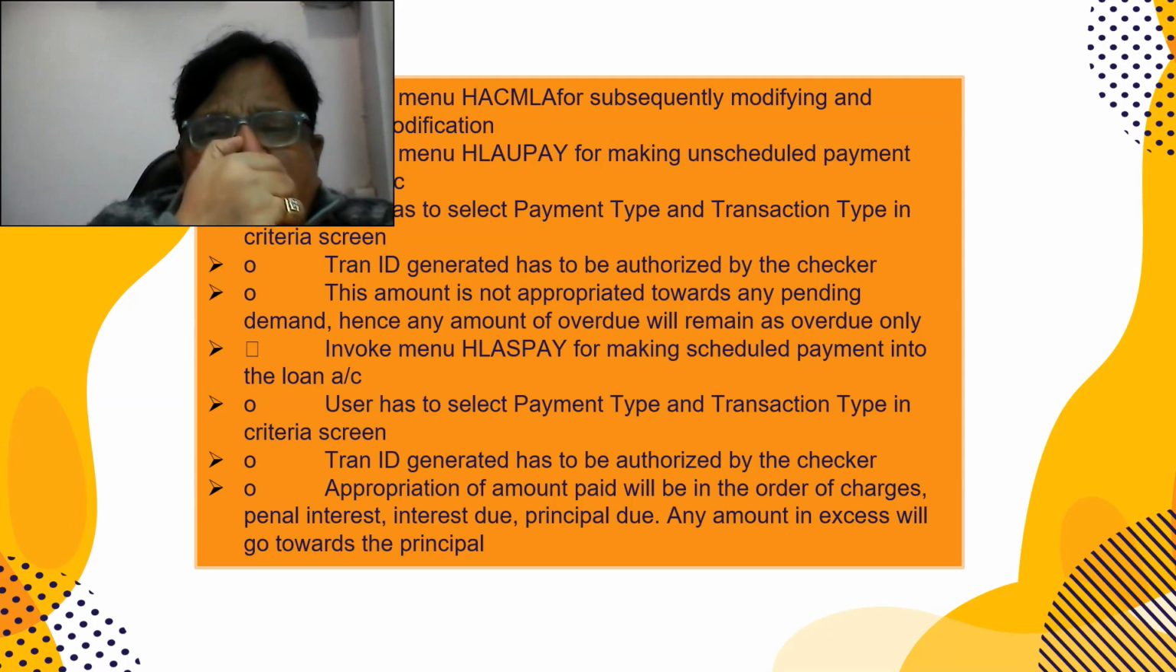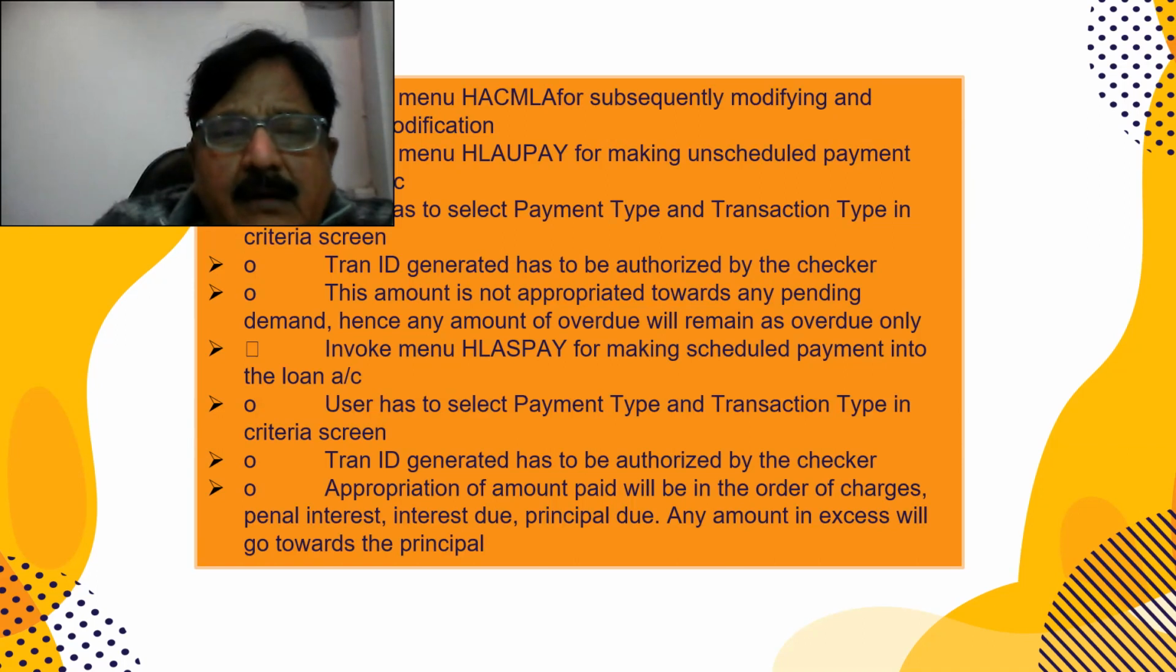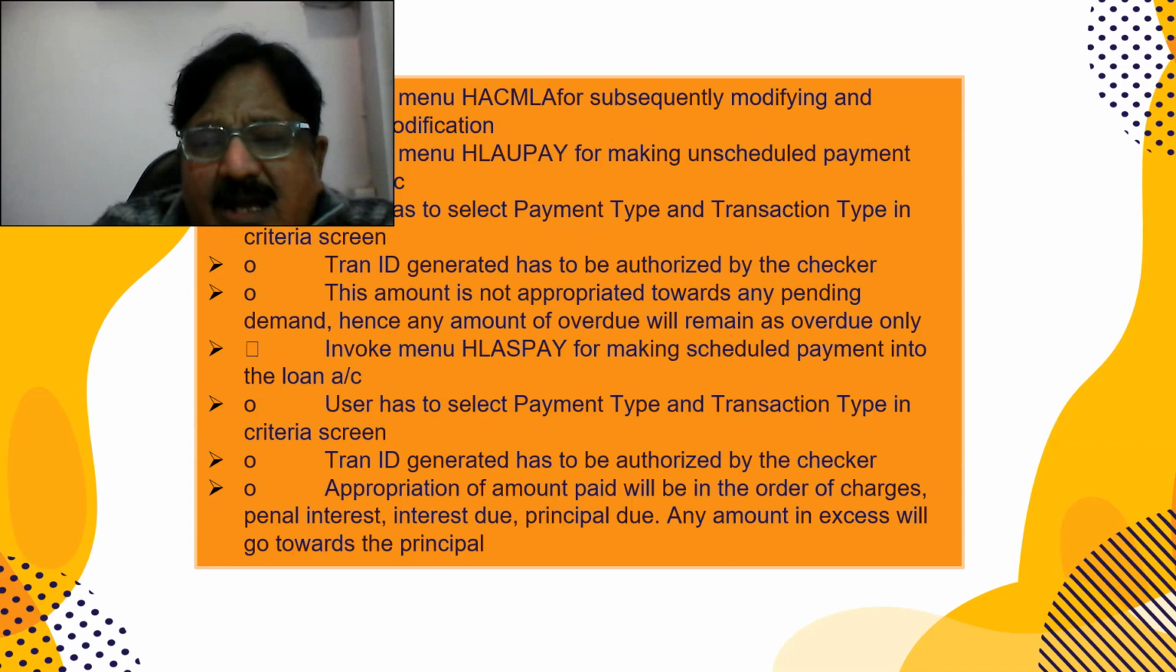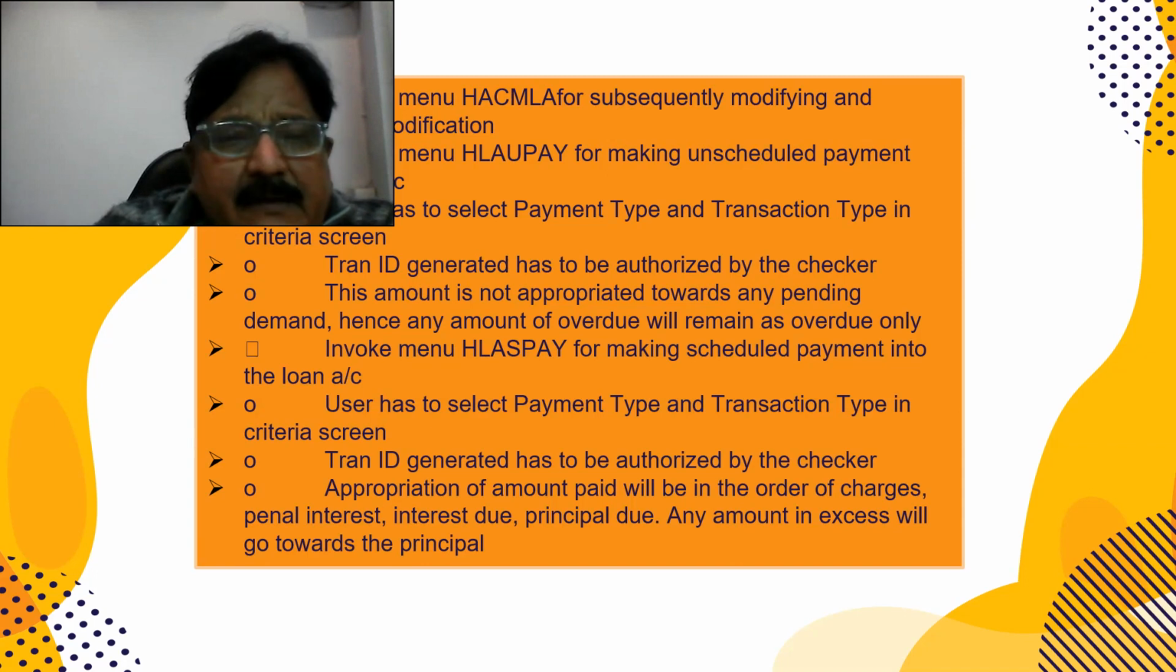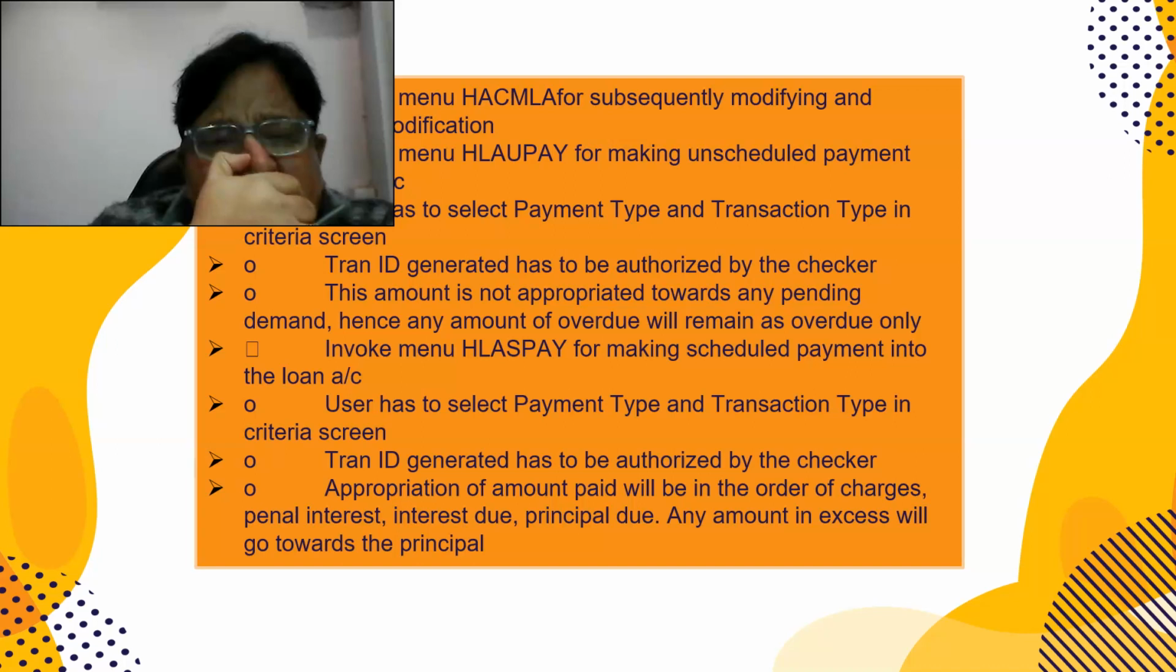And this is for making scheduled payment. If you have missed your EMI and the customer wants to make the payment later on, HLASPAY. Same payment type: how is he making it, through cash or through transfer? Transaction type, TRAN ID, and that has to be verified, right?